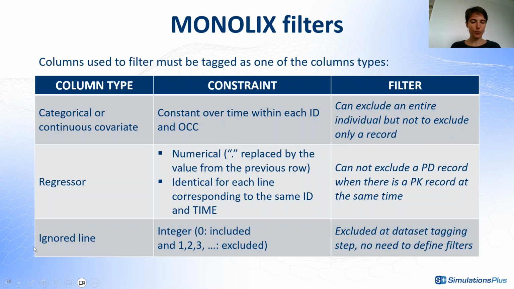In that case, what you can do is modify your data set a bit to have your exclusion flags as separate columns. So in that case, you would have one column for each reason, and in each column you have an integer value that is 0 if you want to include the line, or any other value if you want to exclude it. And then if you tag this column as ignored line, you don't need to go through the filters, it's already filtered directly when you tag your data set.